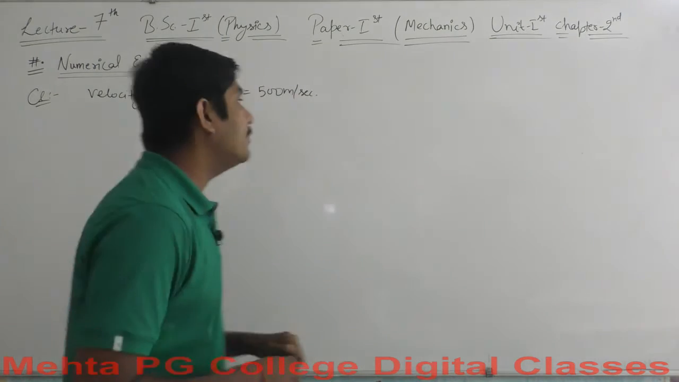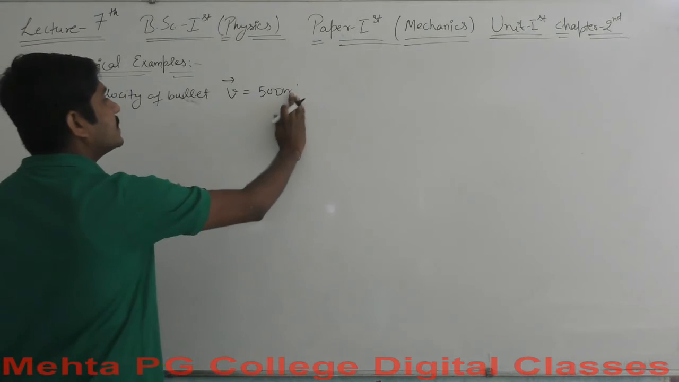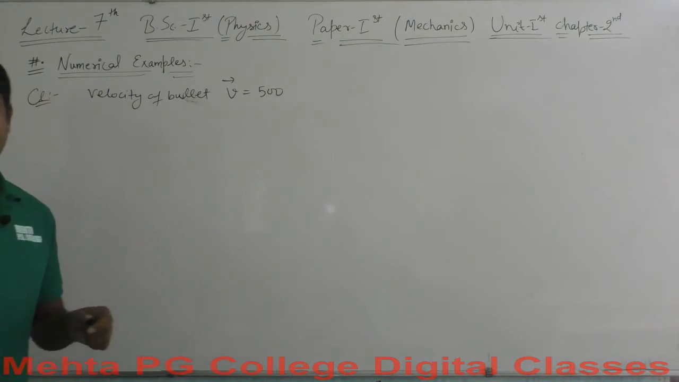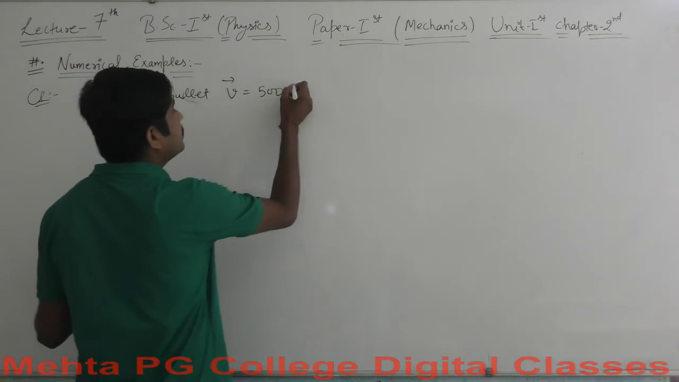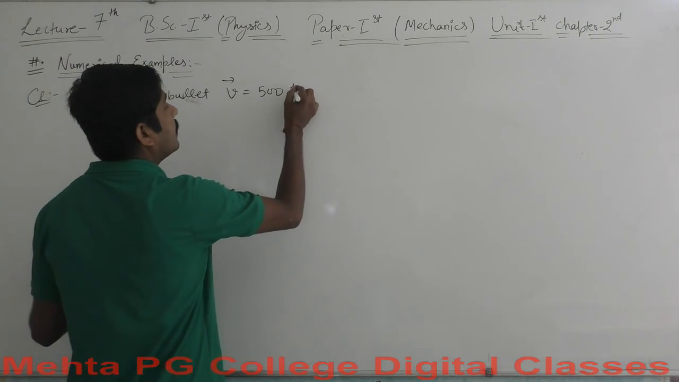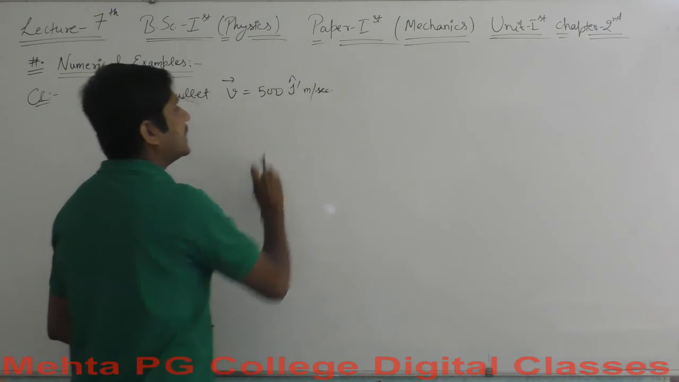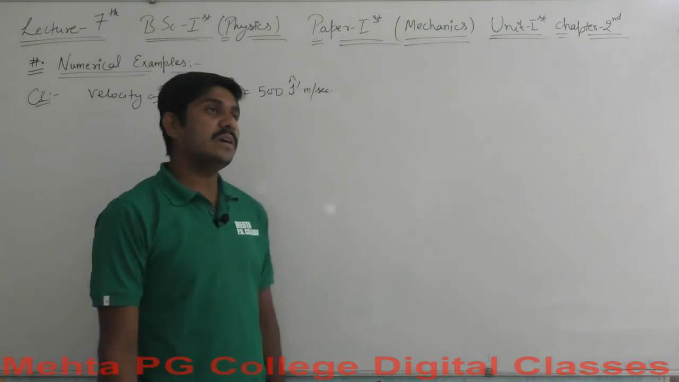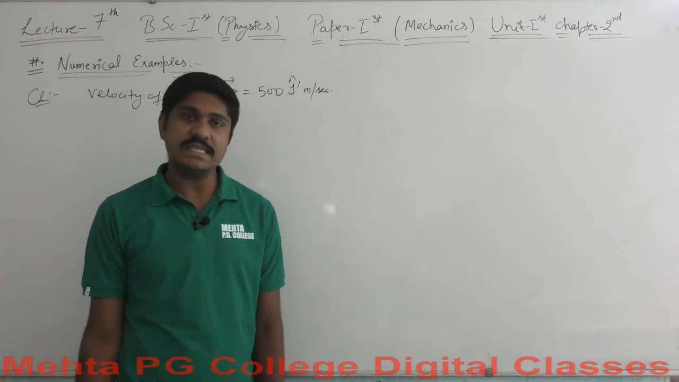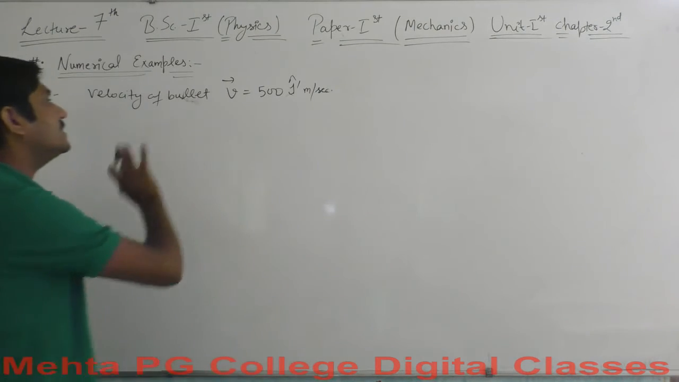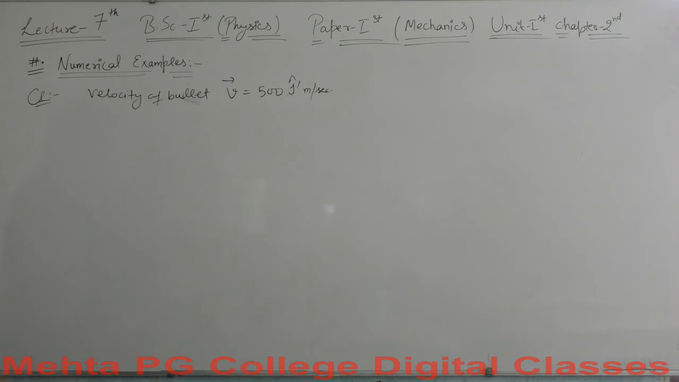So in vector form, the v vector is 500 meters per second with the direction j cap, so 500 j cap meters per second. Within 1 second the bullet travels 500 meters, going in the northward direction. So we got the velocity here, the velocity of the bullet.